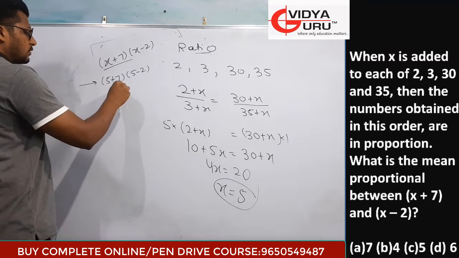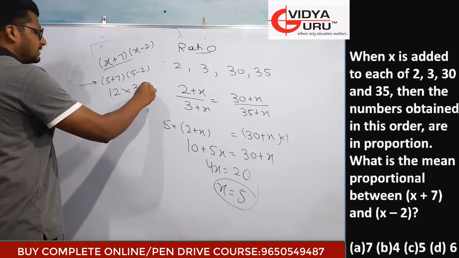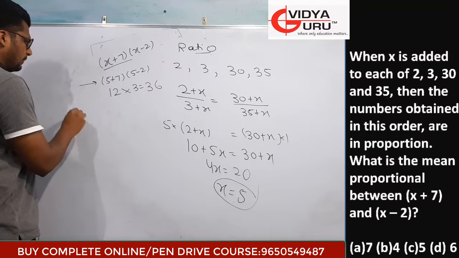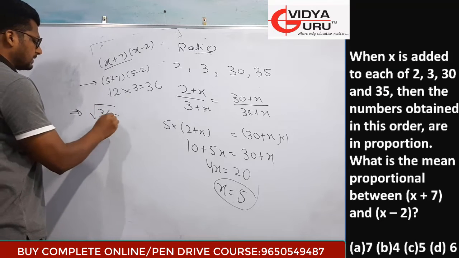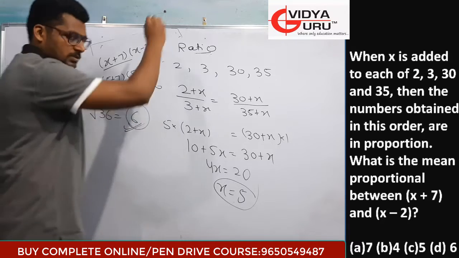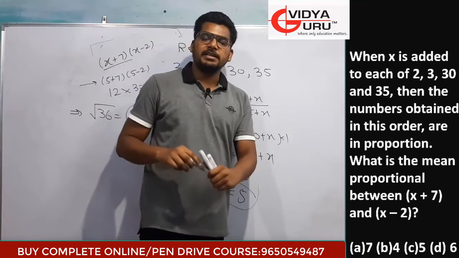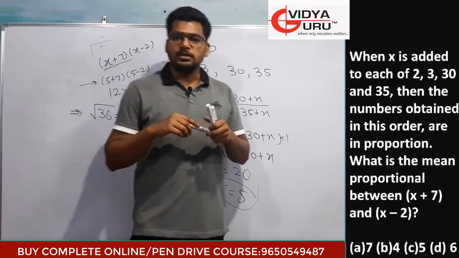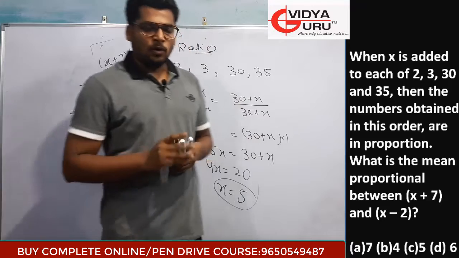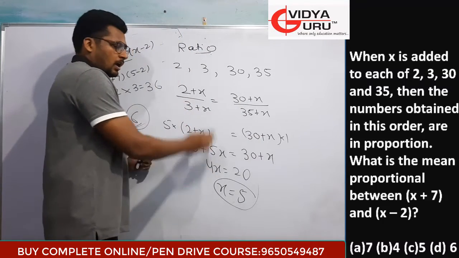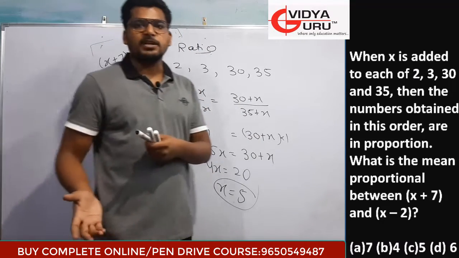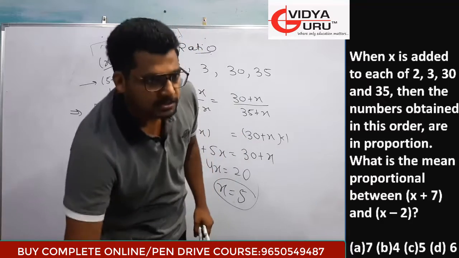5 plus 7 is 12 and here 3 will come, that is 36. The mean proportion will be root 36, which is equal to 6. So option D is the correct answer to this question. Hope now we have got the concept of how we will approach these types of questions. So, coming on to our next question.